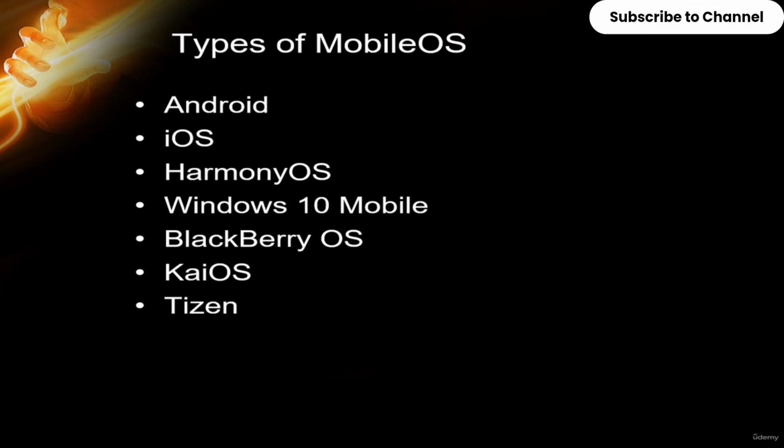Hi, in this video lecture we are going to discuss wireless mobile operating systems. These are the types of mobile devices available. First we will see Android. Android is developed by Google.